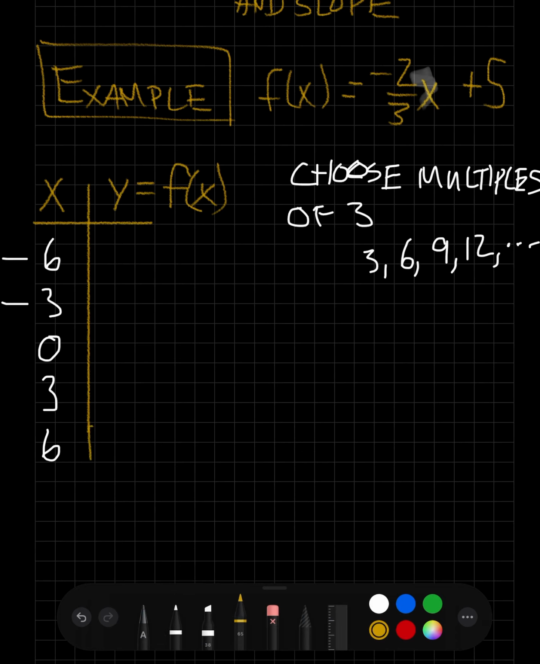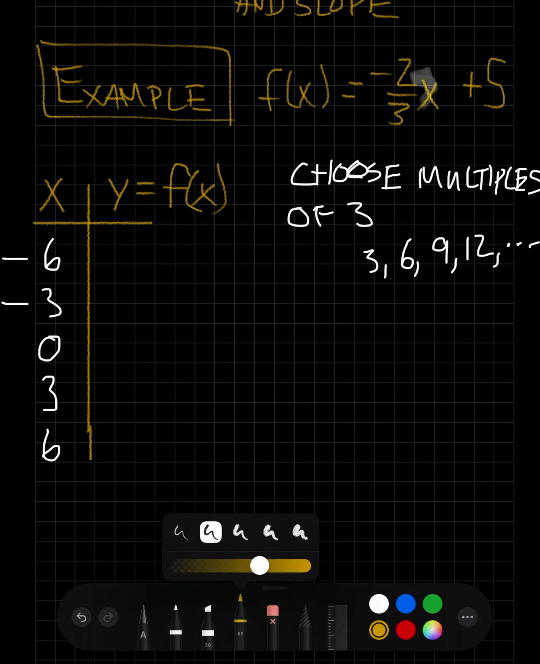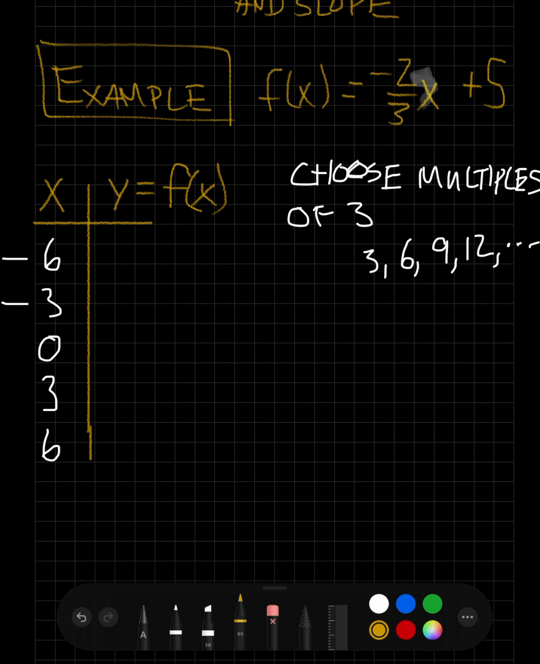And so what I'm going to do is I'm going to do these first two values, negative 6 and negative 3 for you. Then I'm going to encourage you to pause the video and work on the others. And then when you start the video again, you'll be able to see me fill in those blanks.